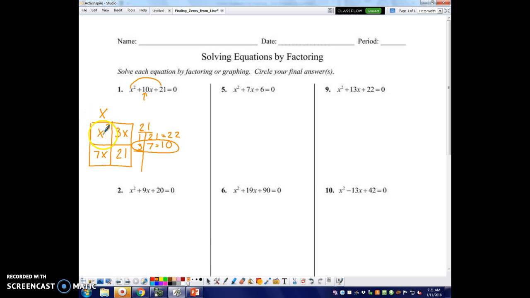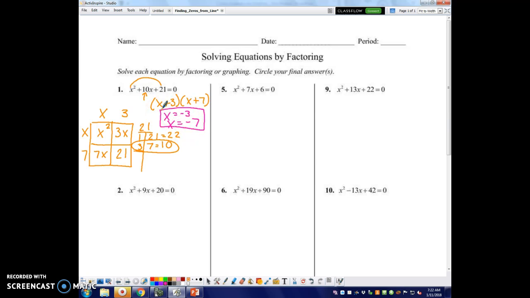So x times what will give you x squared? X. X times what will give you 7x? 7. Then x times what will give you 3x? 3. And then double check, 3 times 7 is 21. So your factors here are going to be x plus 3 and x plus 7. Okay, that's what we got here. So remember what we were doing earlier, you just do the opposite. So the solutions are going to be x equals, not plus 3, but -3. And x equals, not plus 7, but -7.